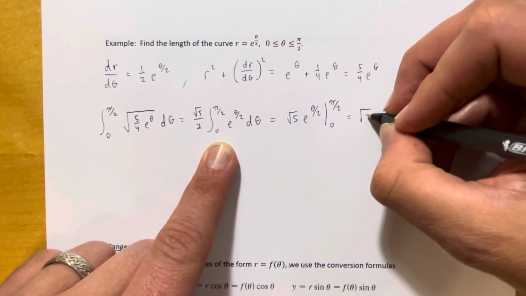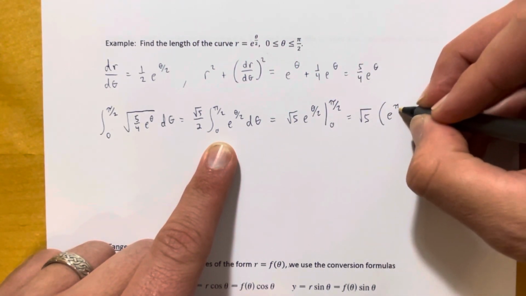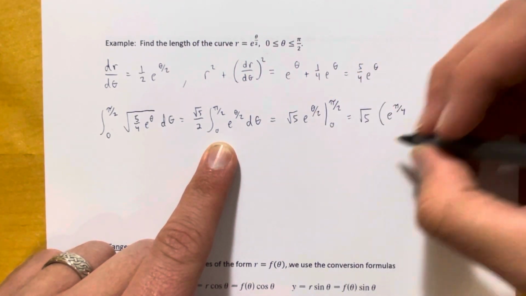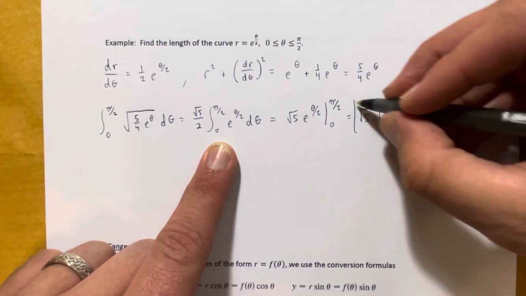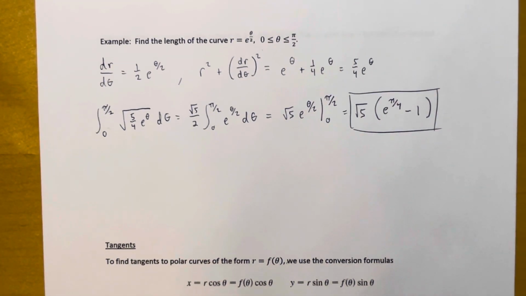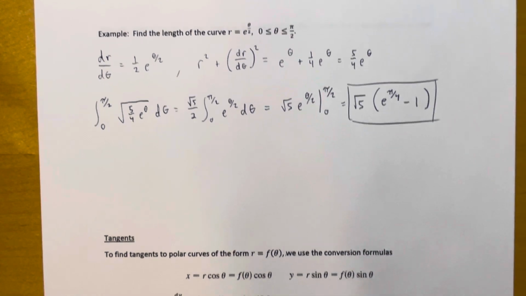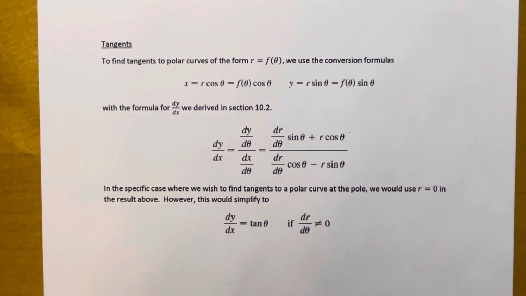This would just be root 5 times, when I plug π over 2 into that, e to the π over 4. When I plug a 0 into that, I get e to the 0, which is 1. That would be my arc length right there. All right, not bad. That's pretty straightforward. That's all we really want to talk about as far as arc length goes. We could do more examples, but you'll do that in the homework.